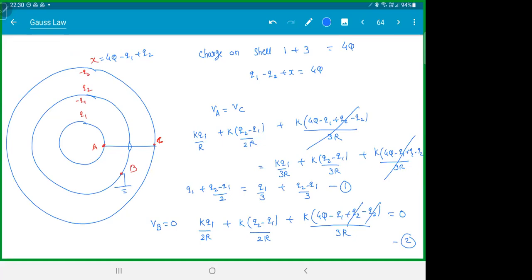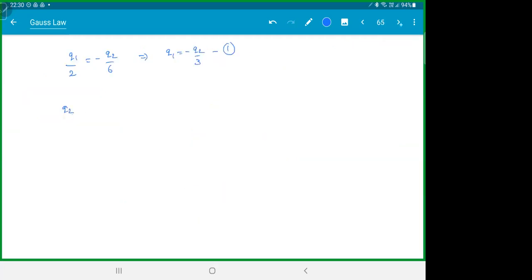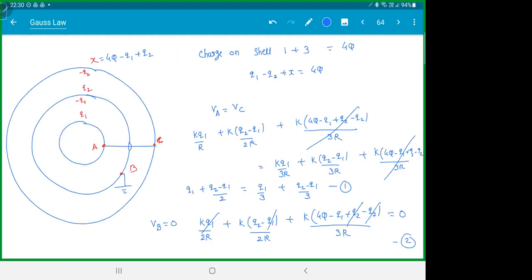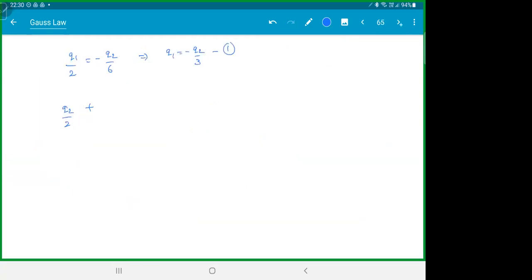This guy will be Q2 will cancel. We are left with Q1 by 2. This guy also will cancel. You are left with Q2 by 2 plus 4Q minus Q1 by 3. You guys can simplify. So take that Q1 and dump it here. Q2 by 2, 4Q by 3 minus Q1 will be minus Q2 by 3 by 3.